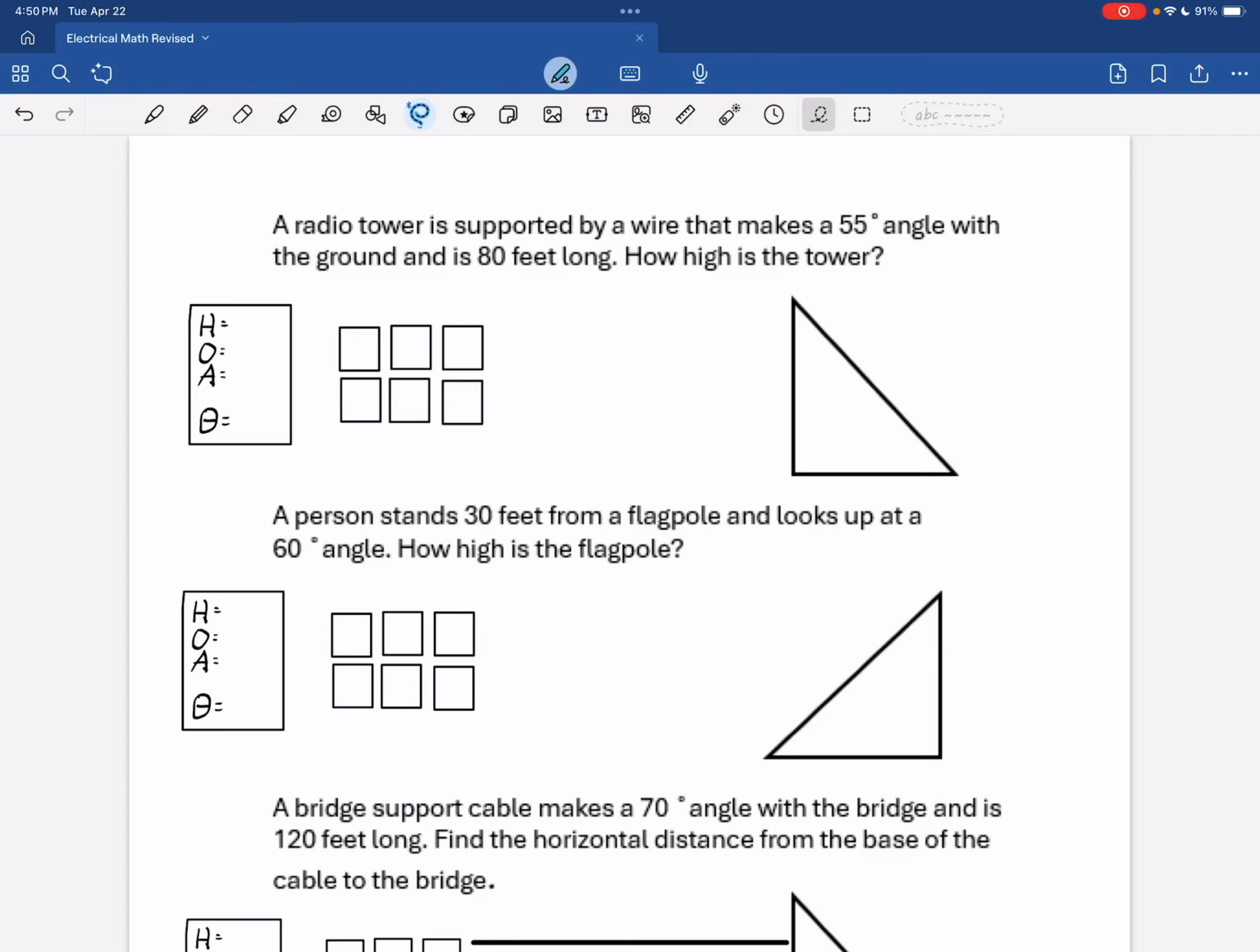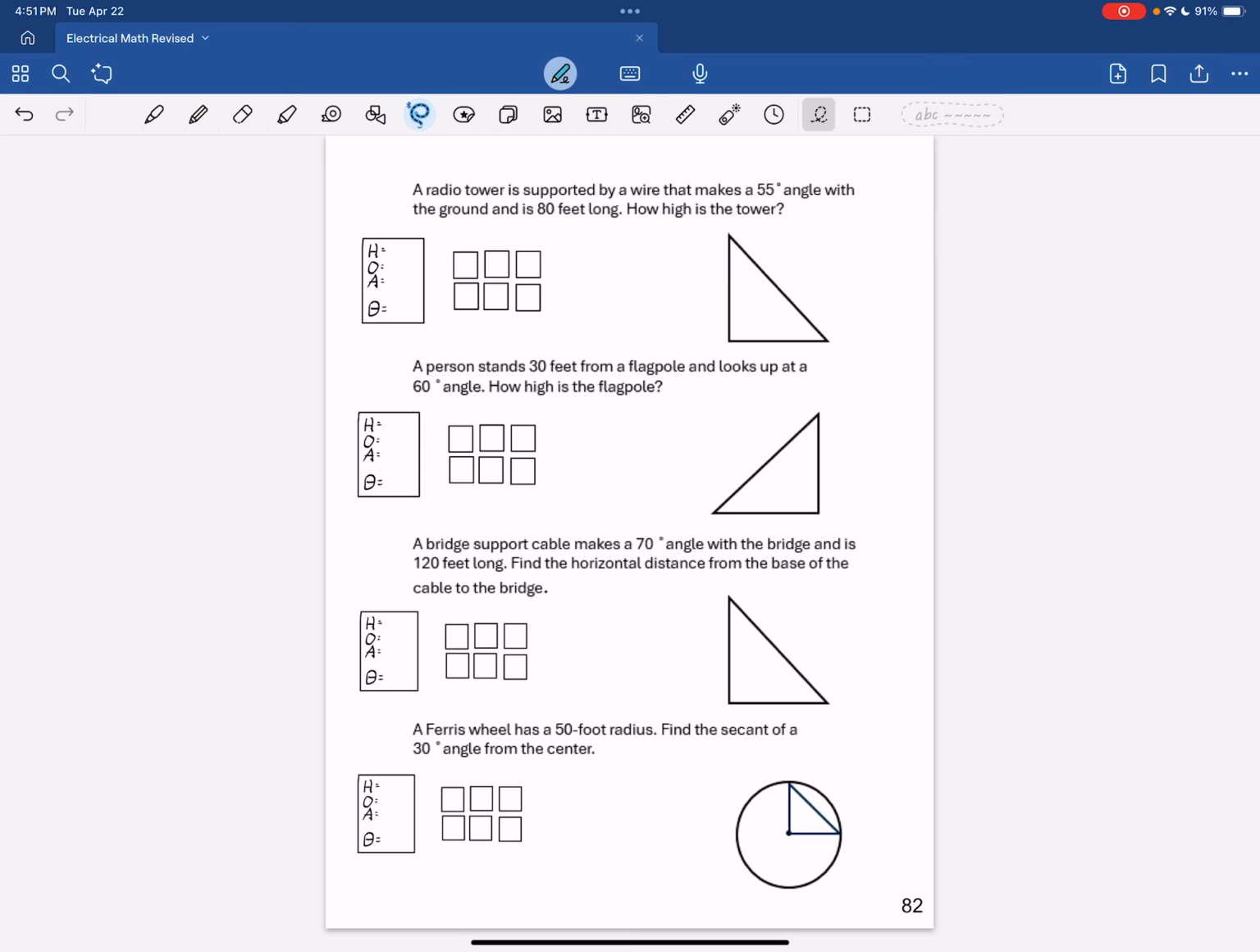I am on page 82. We are starting into the trigonometry section. And when you turn to page 82, you'll notice that your page is different than mine. I have added some little notes here that I'm going to use at least for the first few problems.